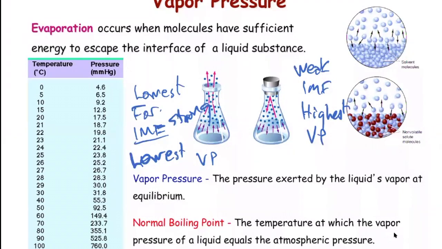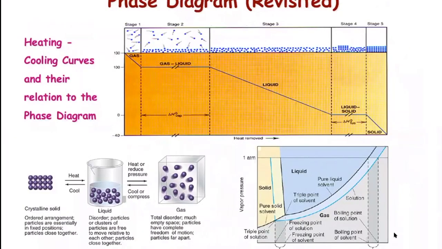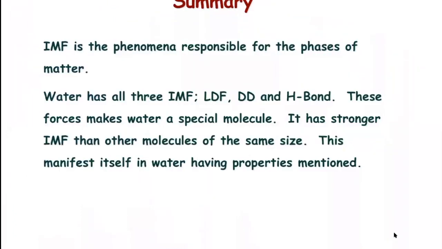And this is just a summary of the heating cooling curve. I could use this to show you about heats of vaporization, heats of fusion, things like that. But I think we covered this back in chapter 3. And that pretty much takes care of chapter 12.